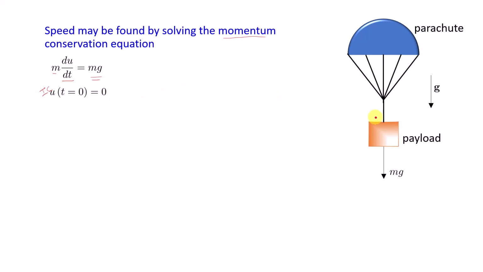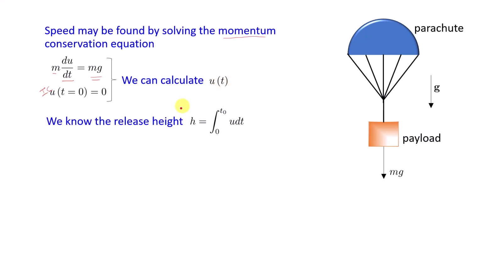So when I am dropping it, I am dropping with 0 speed. We can solve this differential equation with this initial condition. It will give us u as a function of time. Of course, we know the release height, that is h. H will be the integration between 0 to t naught of u dt. u is a function of time. Once we get u as a function of time by solving this differential equation, we should be able to integrate it. Once we integrate it, you can see that this t naught is unknown.